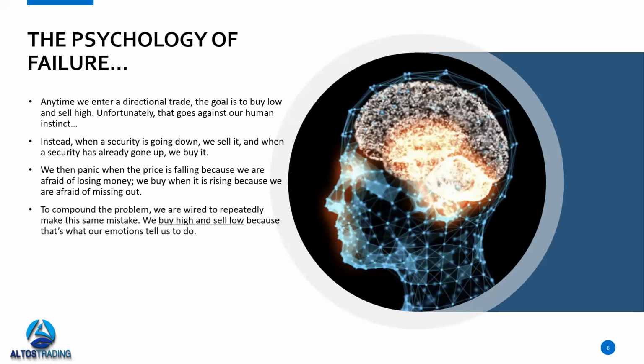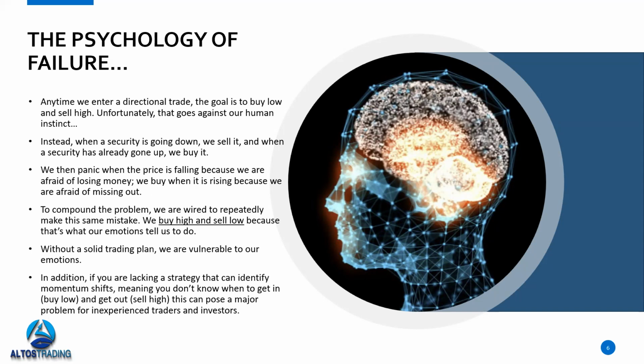And to compound that problem, we are wired to repeatedly make the same mistake. So likely if you ever encountered this in your trading or investing, it probably hasn't just happened one time. This might be a repetitive cycle. So we'll buy high and sell low because that's what our emotions tell us to do. And it's difficult to overcome that without a solid trading plan, because we are vulnerable to our emotions, which are tied into uncertainties, right? There are uncertainties in the markets. We just never know what they're going to do next.